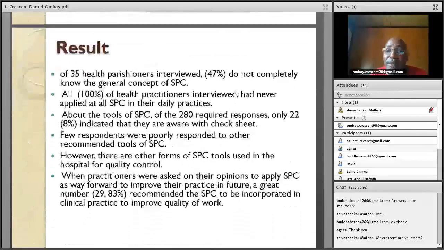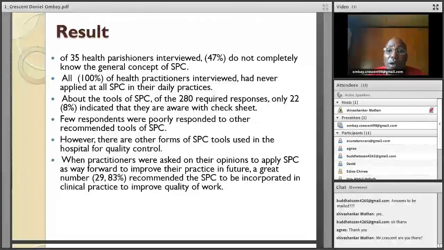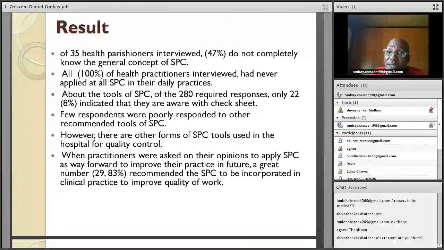The results: of the 35 health practitioners interviewed, 47% do not completely know the general concept of statistical process control. All 100% of the health practitioners interviewed had never applied statistical process control at all in their daily practices.